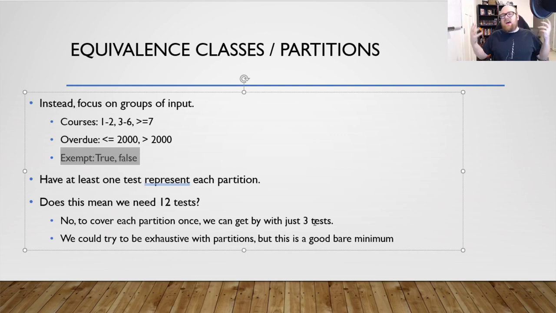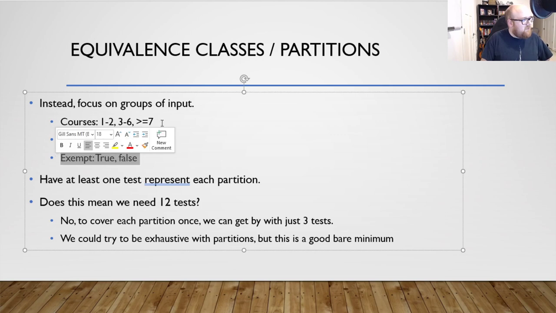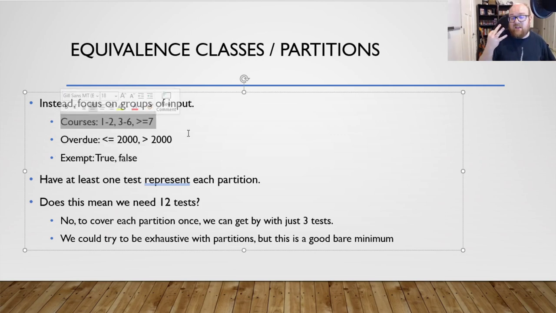Now, if we were to combine every possible combination of partitions, we're looking at 12, 3 times 2 times 2. But we don't actually need to test every combination of our partitions. Some we may want to test because they might be uniquely related. But in this case, if we're talking about a bare minimum number of tests to write, we want to cover every partition once. And that takes as many tests as the dimension with the largest number of partitions. In this case, overdue has 2 partitions, exempt has 2, courses has 3. So we need to write at least 3 tests.